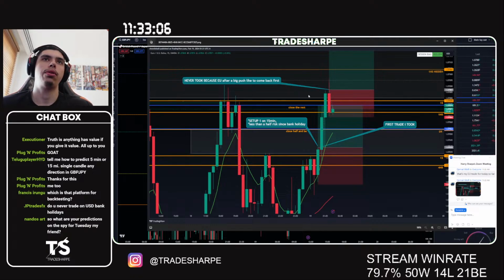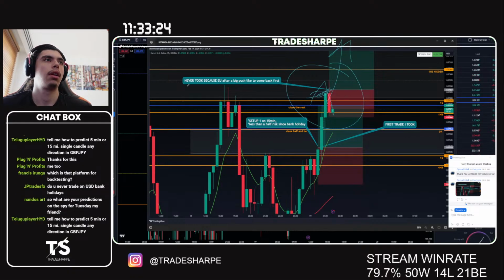never took because EU likes to come back first. Yeah, that's a good note. So this is an example of trading one pair and how he has adapted to one pair. He knows that price likes to come back first. But on another pair, price might just want to push from here. So that's why you're sticking to one pair.